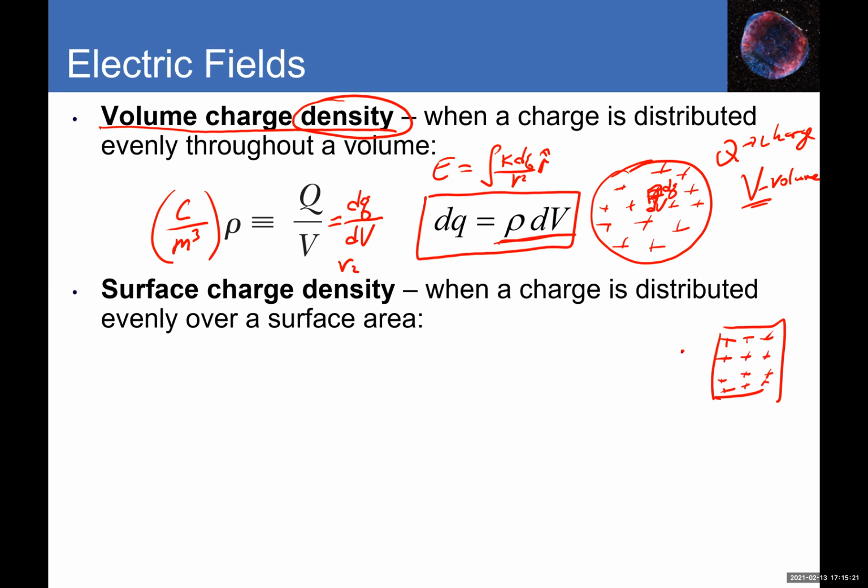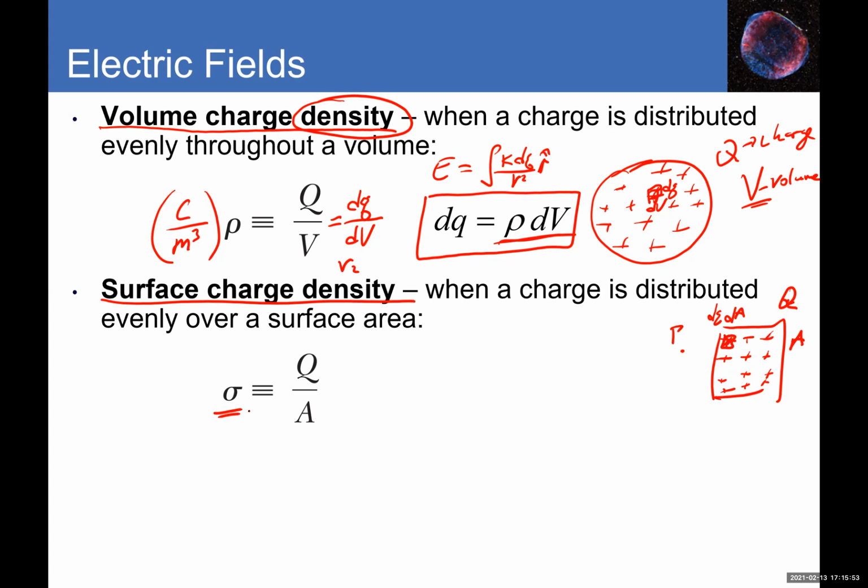And let's say I want to find the electric field at some point P over here. Then there's some kind of element that has an area dA and a charge dQ. Let's say Q is the total charge and A is the total area. Then I can look at how the charge is distributed over the area, and this ratio, which we call surface charge density, is given by sigma. So sigma is charge per unit area.